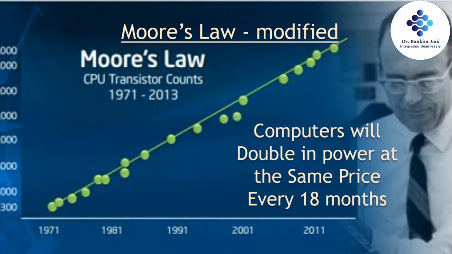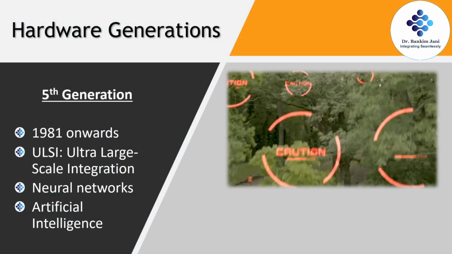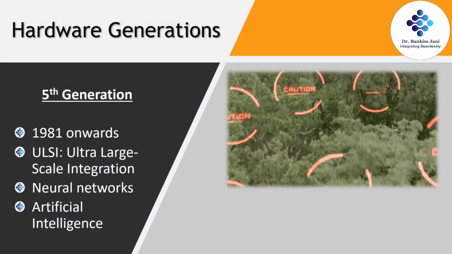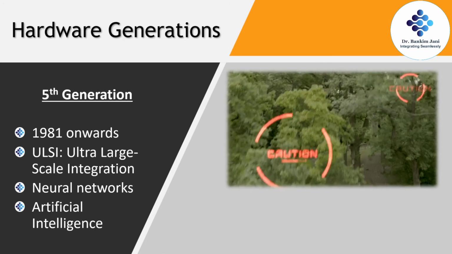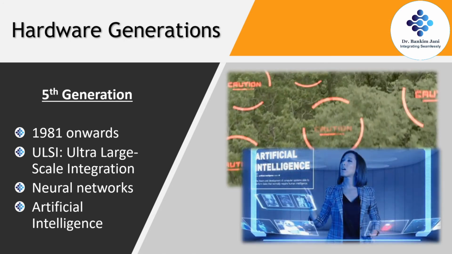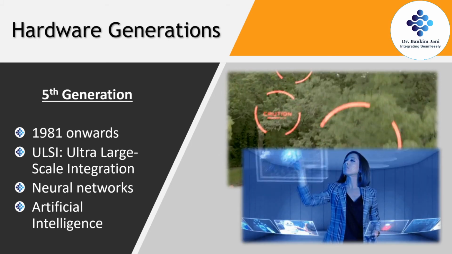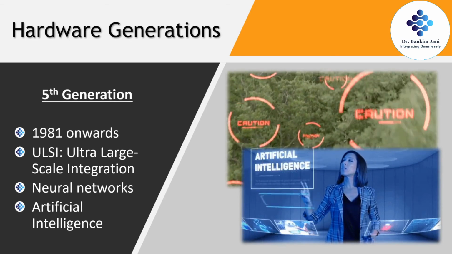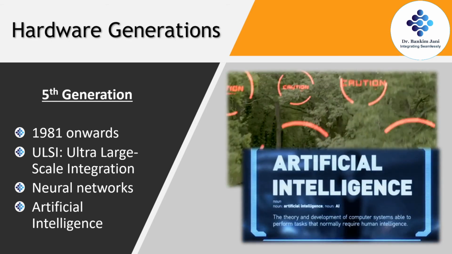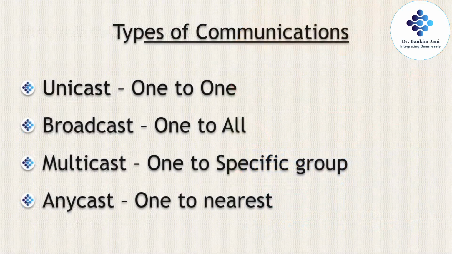Moore's law was modified. Now it is telling computers will double in power at the same price every 18 months. The concept of workstations and servers emerged. Fifth generation, 1981 onwards, ULSI, ultra large scale integration. In fact, after the 1980s, the progress has been so rapid that the concept of generation of computers has faded away. We are now in the world of intelligent computers, neural networks, artificial intelligence, where computers think and take actions by themselves. Networks are evolving at a tremendous pace.